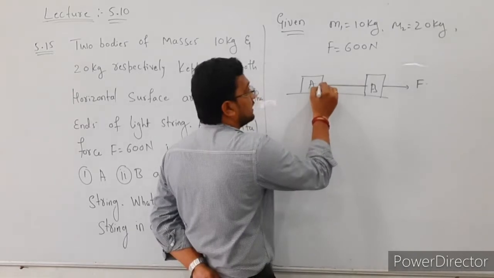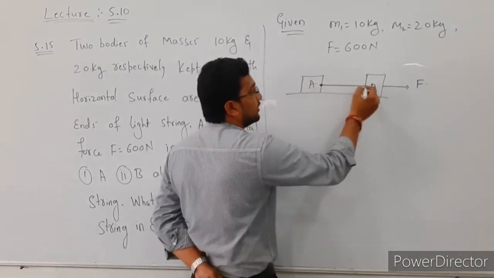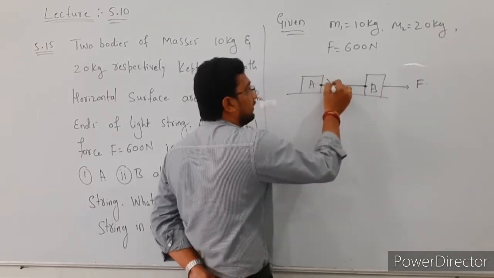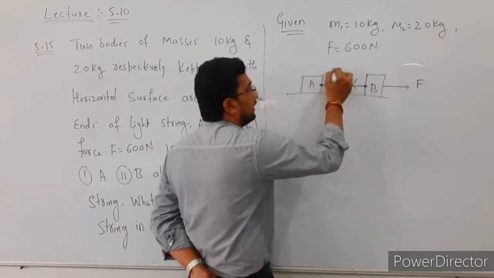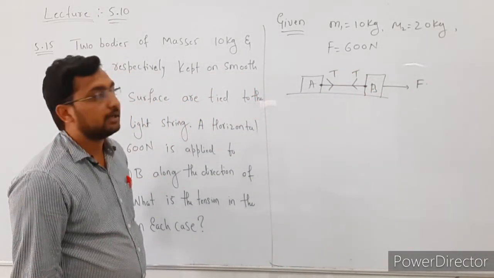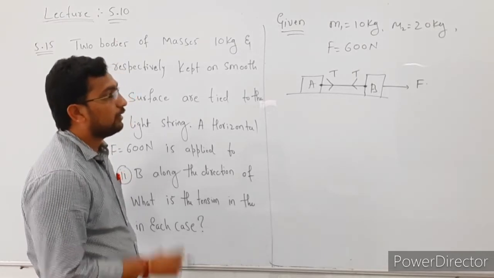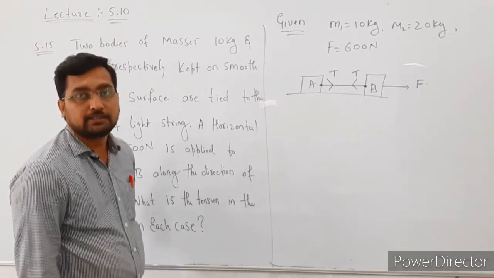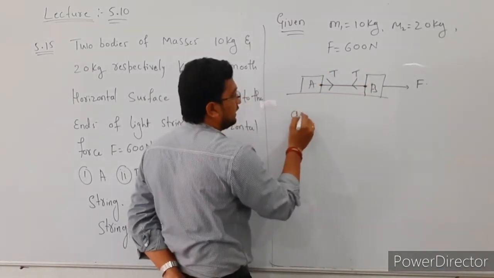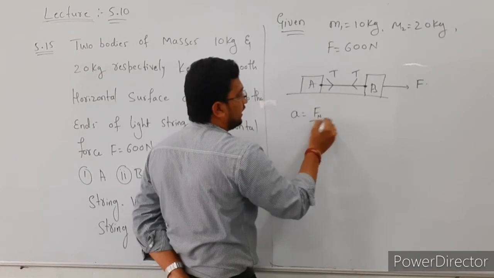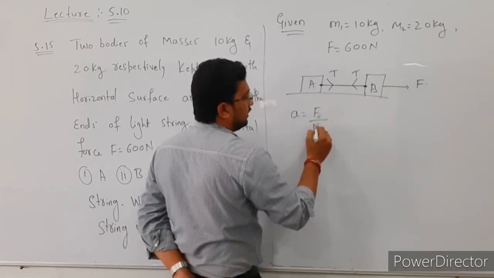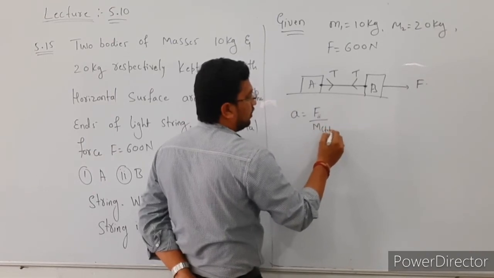Okay, see here. This is a point of contact between the body and the string, and this is a point of contact between the body and the string. So this is the direction of the tension. The direction of tension is always away from the point of contact. First we are going to determine the acceleration of this system. In this case we consider this as a single system, then acceleration is equal to applied force divided by total mass.